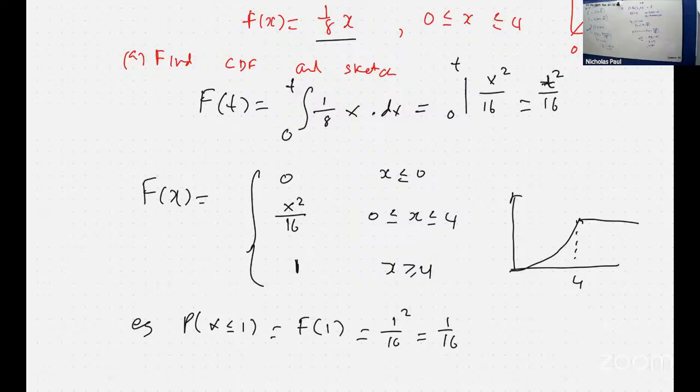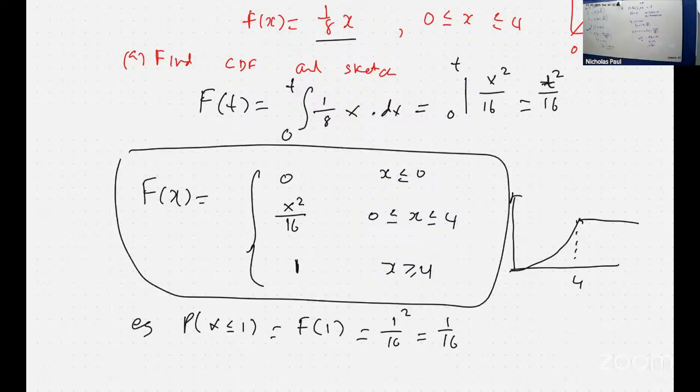On the other side of the coin, if I give you the CDF and ask you to find the PDF, you have to differentiate this. The derivative of x squared on 16, for those who don't remember: bring down the power, minus 1 from the power. So you'll get x over 8, between 0 and 4. That's what we had earlier. So it's important that you can move from one to the next and really find it.